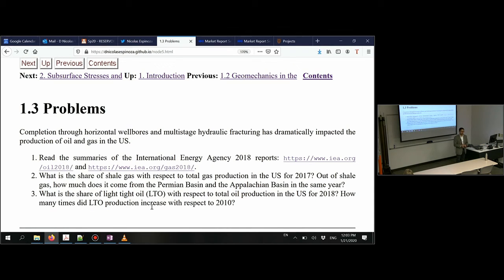So I think we're close to the end, and we still have more or less 15 minutes, but I'd like to finish this introduction here, and we'll start talking on Thursday about how to calculate pressure and vertical stress in the subsurface. All right? Okay.